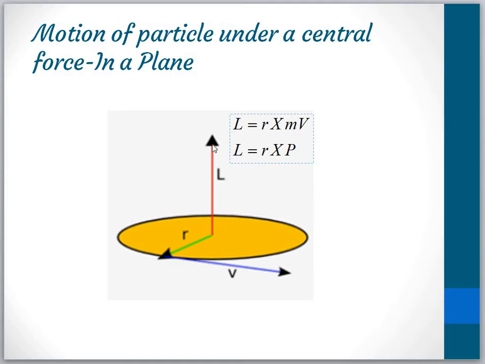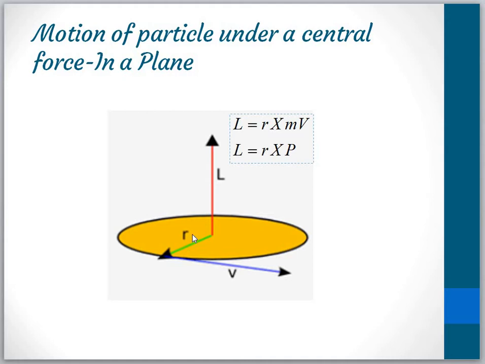This is the L vector, this is the r vector, and this is the particle in motion. This is the direction of the velocity vector. The direction of the velocity vector is the tangent at the position where the particle is. The tangent we draw at the particle's position will give you the direction of the velocity. So momentum and velocity have the same direction. Linear momentum also has the same direction as the direction of velocity. So the tangent at the particle's point will give you the direction of the momentum.